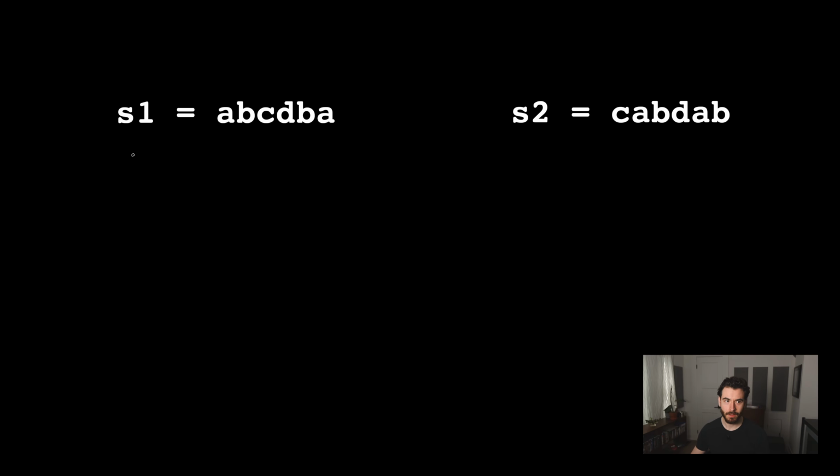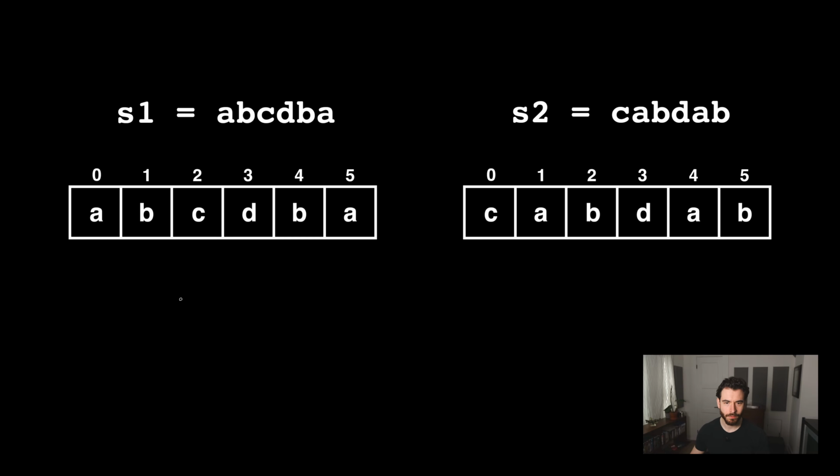So let's take a look at the following example where S1 is equal to ABCDBA, and S2 is equal to CABDAB. Because the two strings are not already equal to each other, let's see if we can swap some of the characters in S1 to get it to equal S2. So if we were to index all of the characters in each string with a 0 indexed array, they'd end up looking like this. So how do we determine what swaps we can make? Well, again, the problem tells us that for two indices, j and i, if j minus i results in an even number, then we're allowed to swap the characters in those two indices.